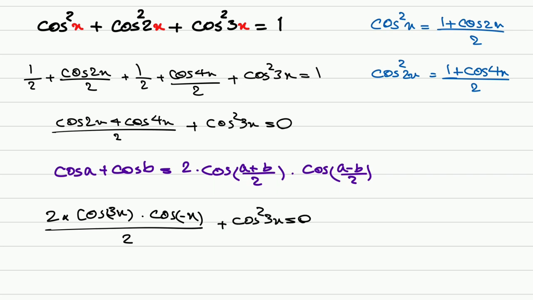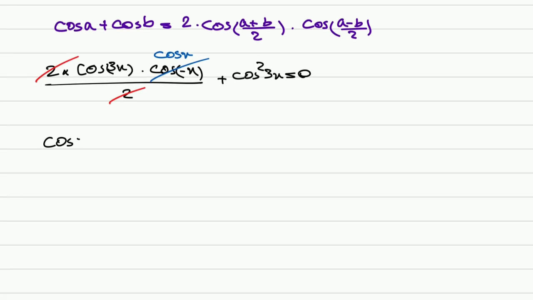Cosine of x is an even function, so this is equal to cosine of x. Negative x or x, the result is the same. And also 2 cancels out 2. Now we can factor cosine of 3x. From the first expression we have cosine of x. From the second expression we have cosine of 3x. And that's equal to 0.